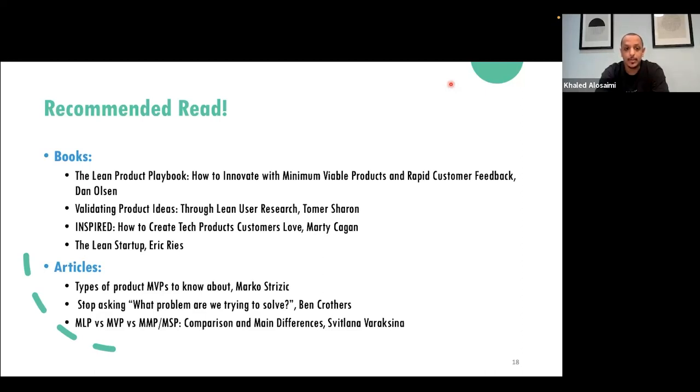One interesting article will really let you go to the stage of deep thinking of, do you really think the right way about your problem? It says, stop asking what problems we are trying to solve. Lastly, MLP versus MVP versus MMP. I really encourage everyone to go and read it. I discussed a little bit of it today, but it's a very deep and long discussion.